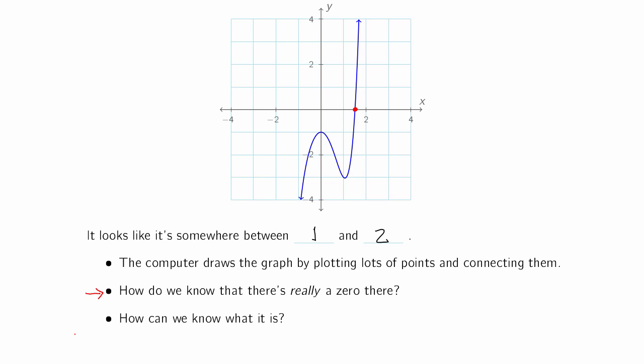And then once we know that there really is a 0 there, we'll also ask, how can we find out what it is? But the big thing that we need to know is, there's really a 0 there. And that's what we're going to talk about next. How do we know that there's really a 0? And once we know that there's really a 0, we'll talk about how to find out what it is.